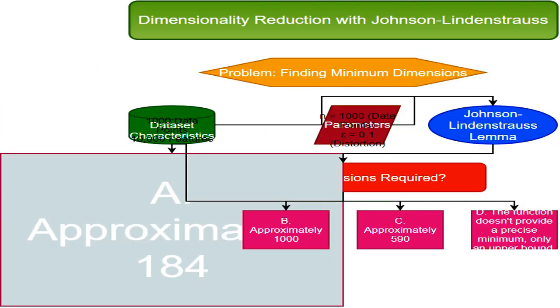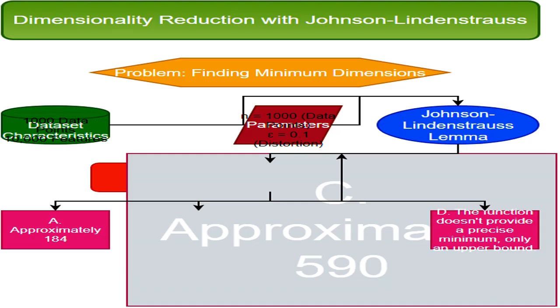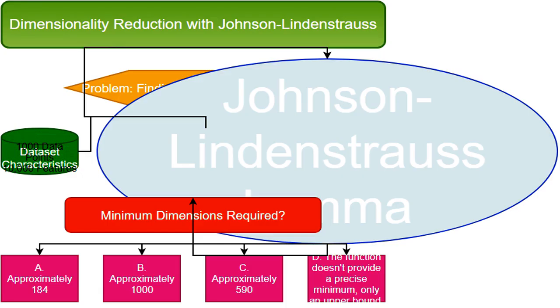This option suggests keeping the original number of dimensions. That defeats the purpose of dimensionality reduction. I want fewer dimensions, not the same number. This is a possible estimate, but I need a more rigorous approach, backed by the math of the Johnson-Lindenstrauss lemma, to validate. This option is too low. It would likely lead to an unacceptable level of distortion in the distances between my data points.